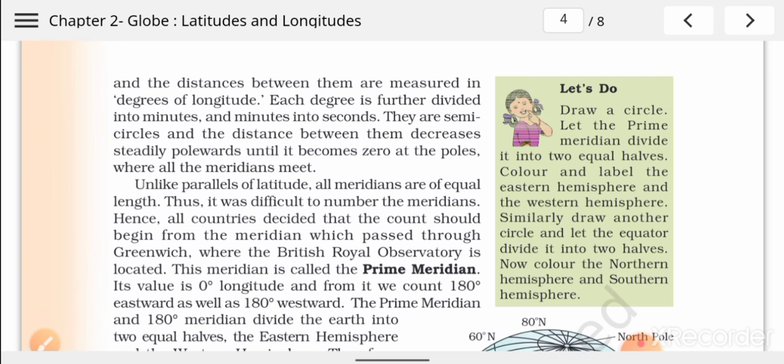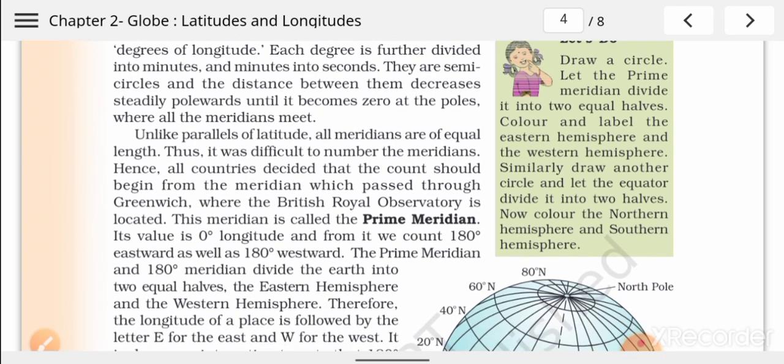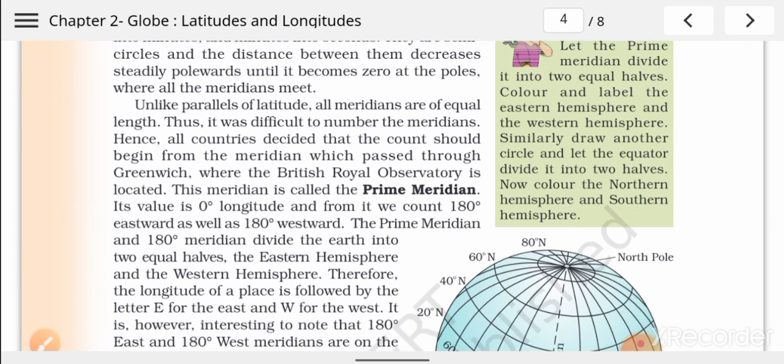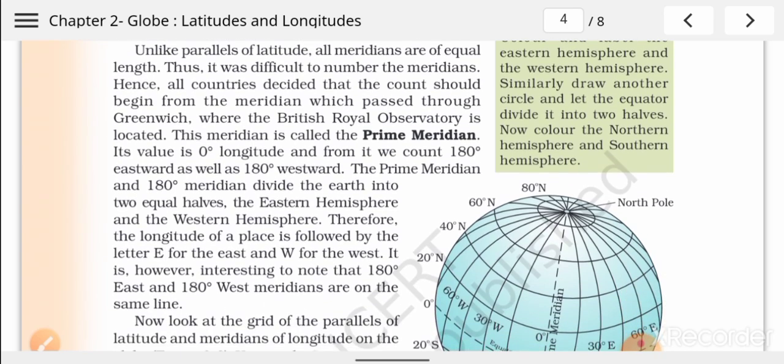Unlike parallels of latitude, all meridians are of equal length, so it was difficult to number the meridians. Hence, all countries decided that the count should begin from the meridian which passed through Greenwich, and Greenwich indicates the 0 degree meridian. Where the British Royal Observatory is located, the meridian is called the prime meridian. Its value is 0 degree longitude, and from there we count 180 degrees eastward as well as 180 degrees westward. The prime meridian and the 180 degree meridian divide the earth into two equal halves, the eastern and the western hemisphere.